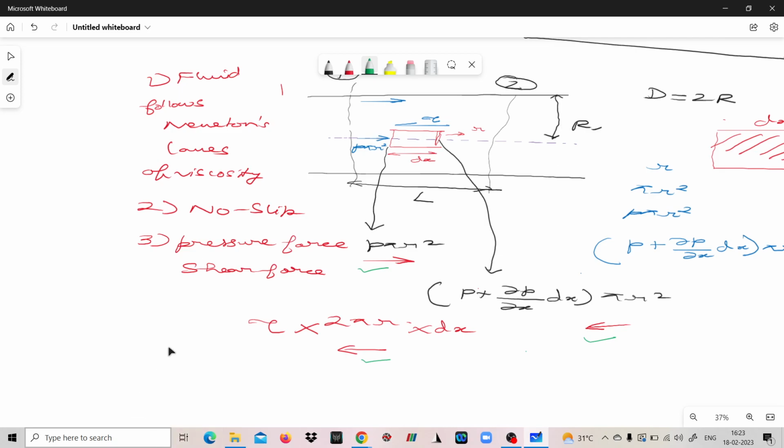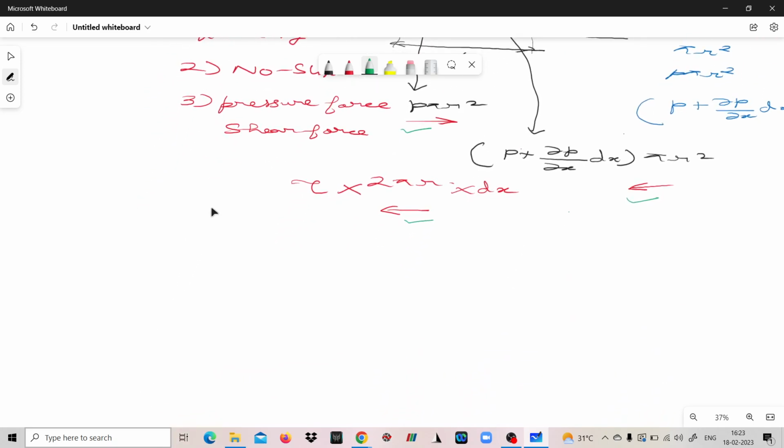So now, if along the x-axis we write the force equilibrium equation, then what will be the force equilibrium equation? The summation of the pressure: P pi r square minus (P plus del P by del x dx) into pi r square, minus tau into 2 pi r into dx, will be equal to 0.